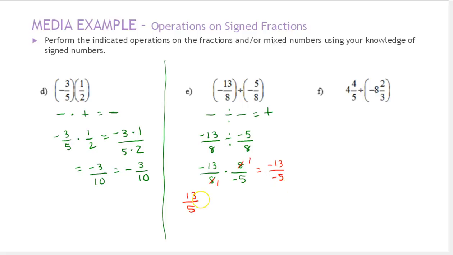Okay. We should write this as a mixed number because it is an improper fraction. 5 goes into 13 twice with 3 left over, and we put that 3 over the divisor.